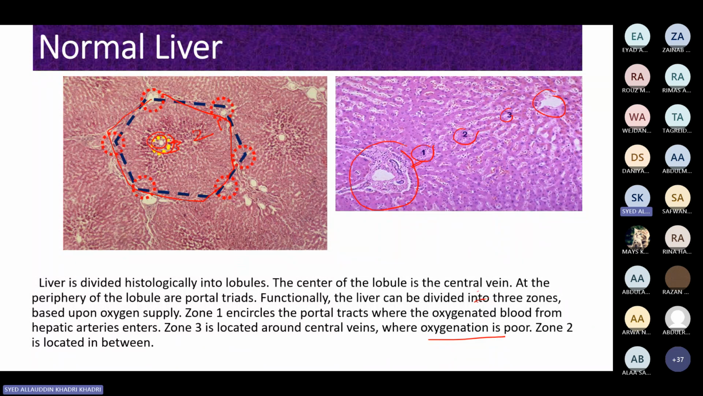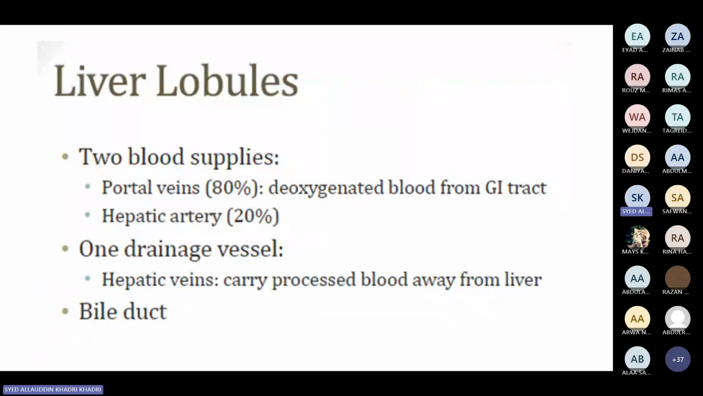Let us go further. This is actually the lobule which I have circled over here in a hexagonal fashion. You can see over here again the portal tract, and the yellow line, and the central vein. The liver lobules have two blood supplies: 80% is from the portal tract. This is an MCQ which can come in the examination. The hepatic artery is only 20%. So the portal tract brings deoxygenated blood from the GIT, which is actually given by the portal veins.